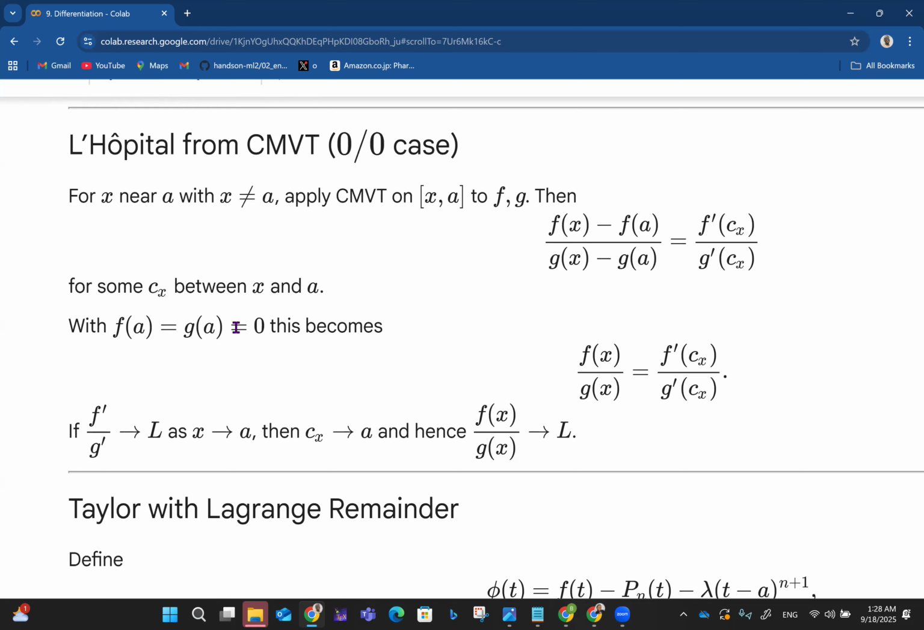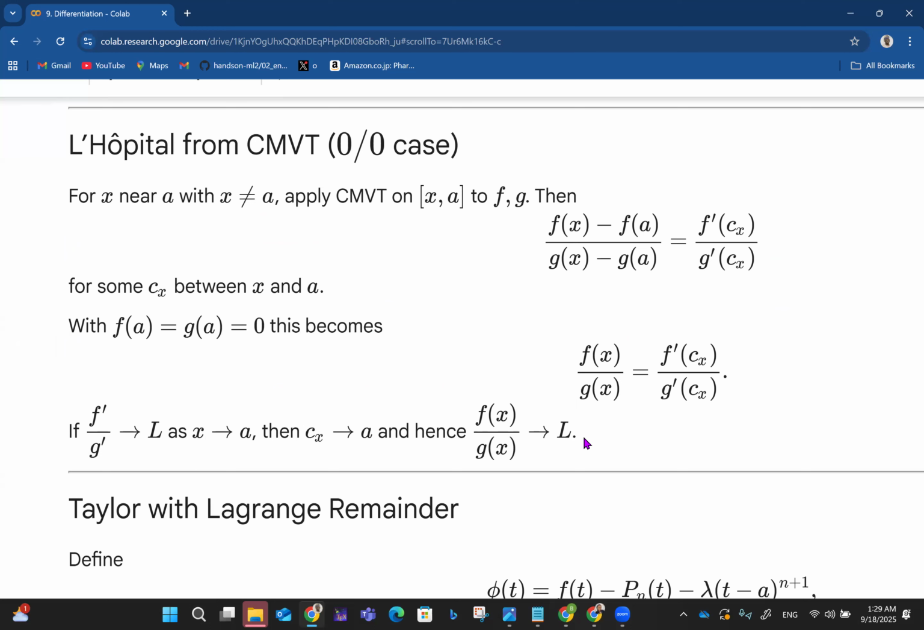So with f(a) = g(a) = 0, this becomes f(x)/g(x) = f'(c(x))/g'(c(x)). So if f'/g' approaches the limit L as x approaches a, then c(x) approaches a, and hence f(x)/g(x) approaches L. And that confirms L'Hopital's rule.